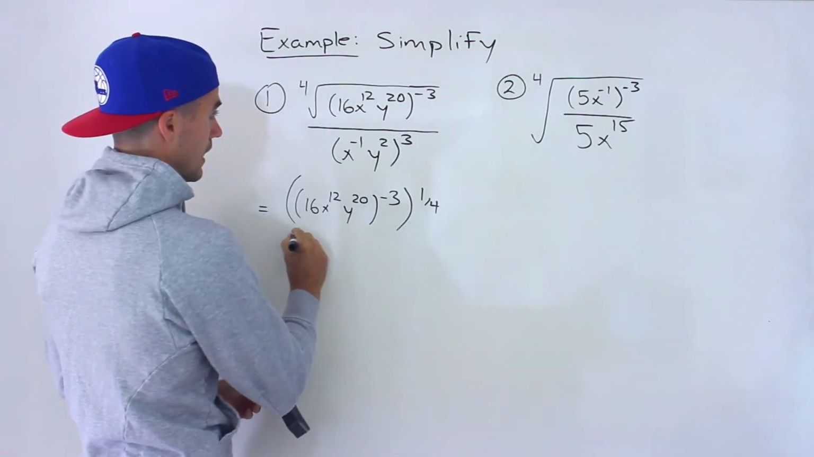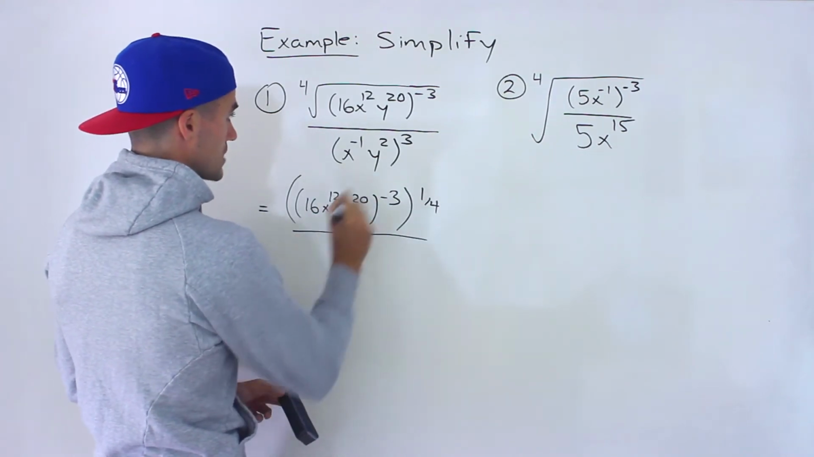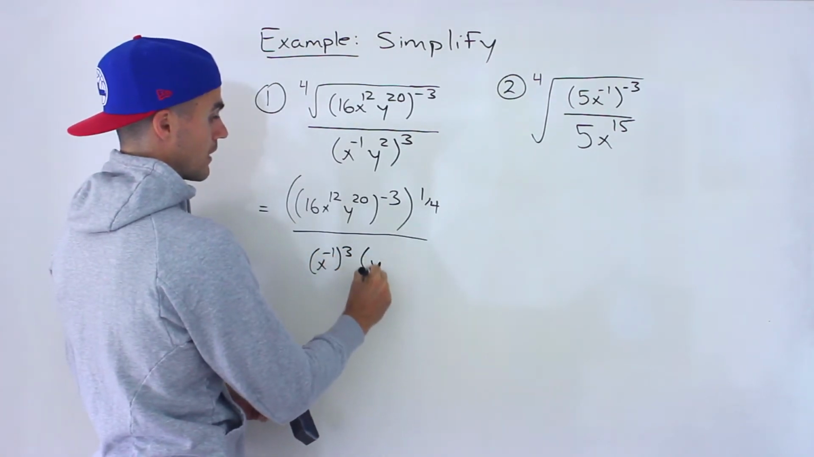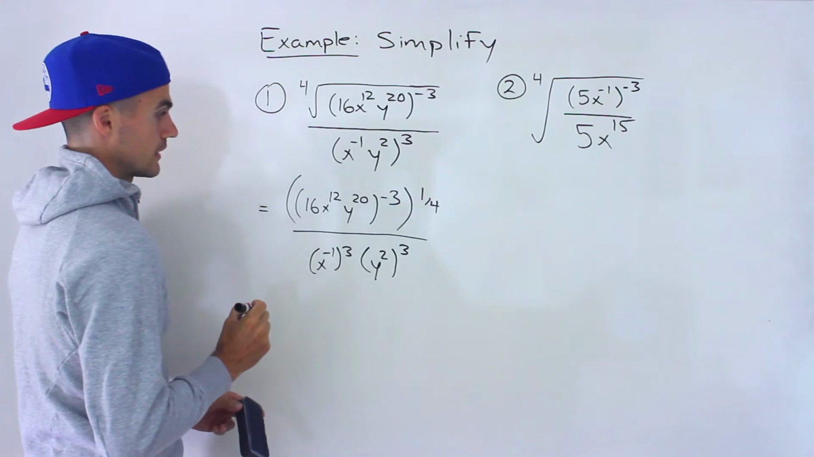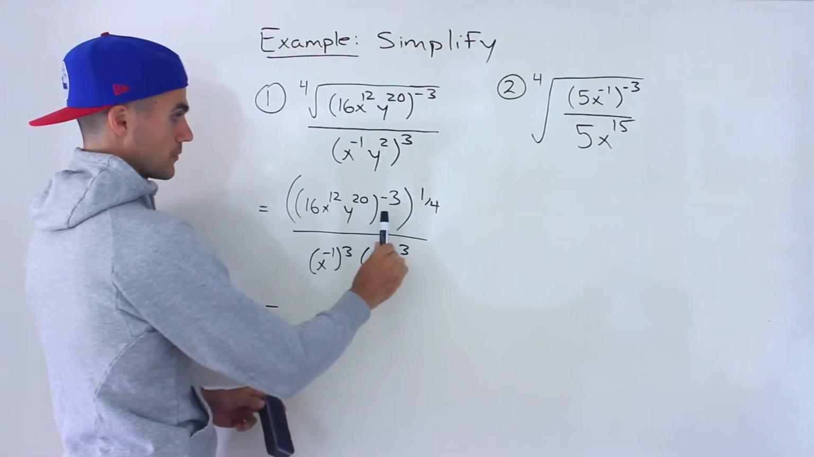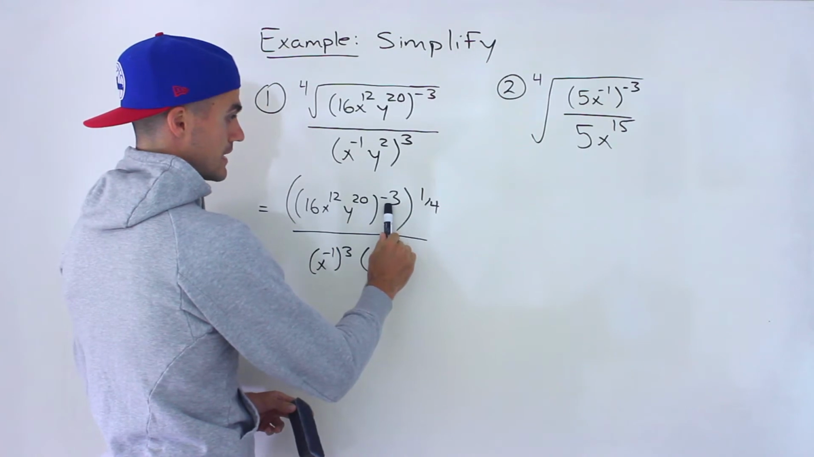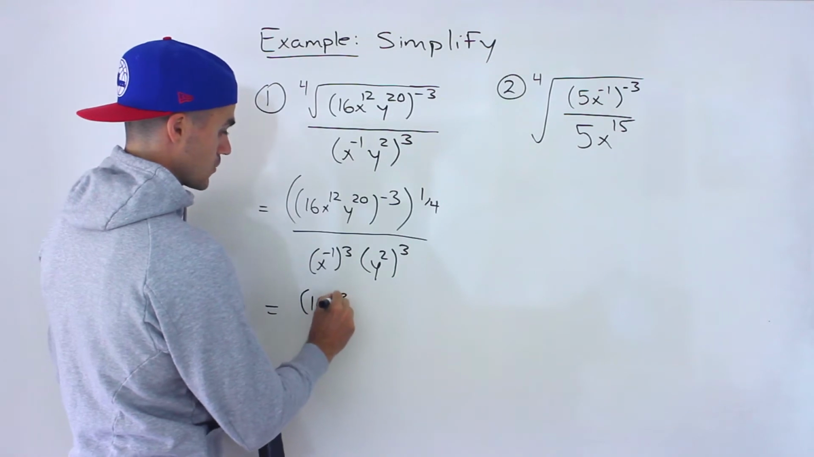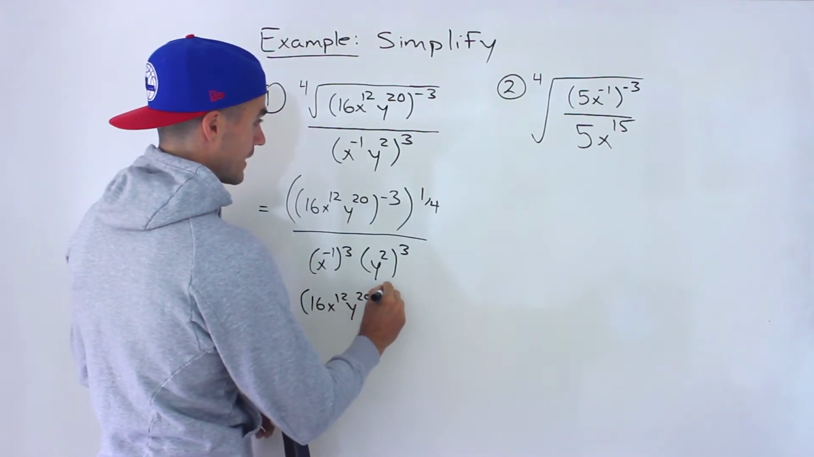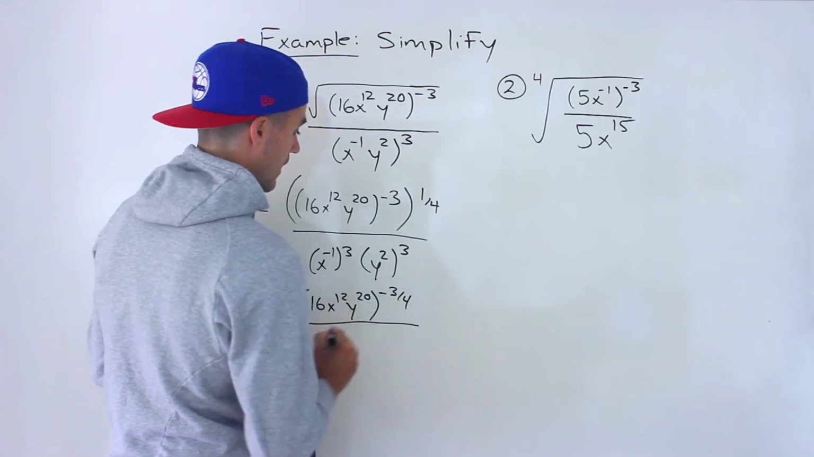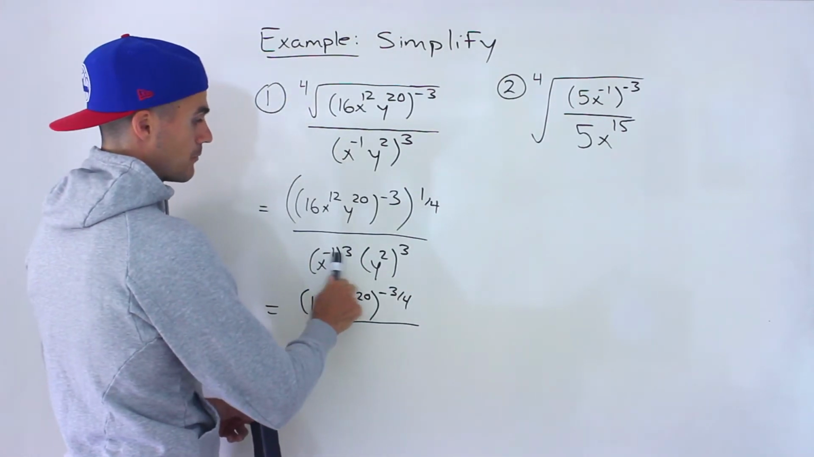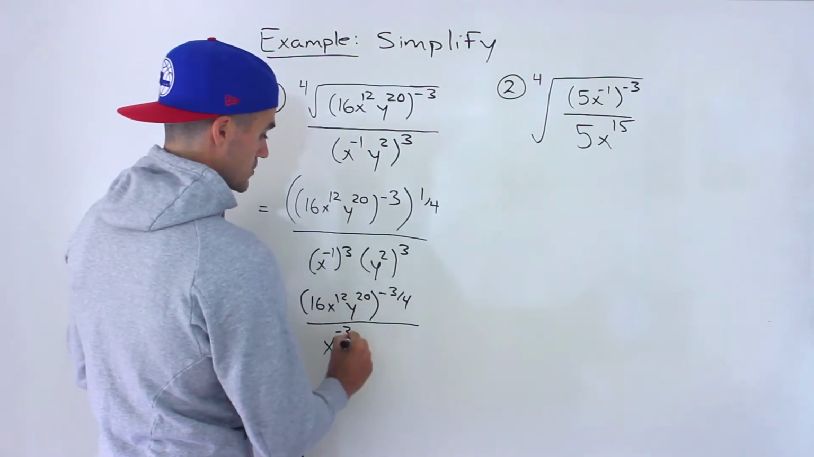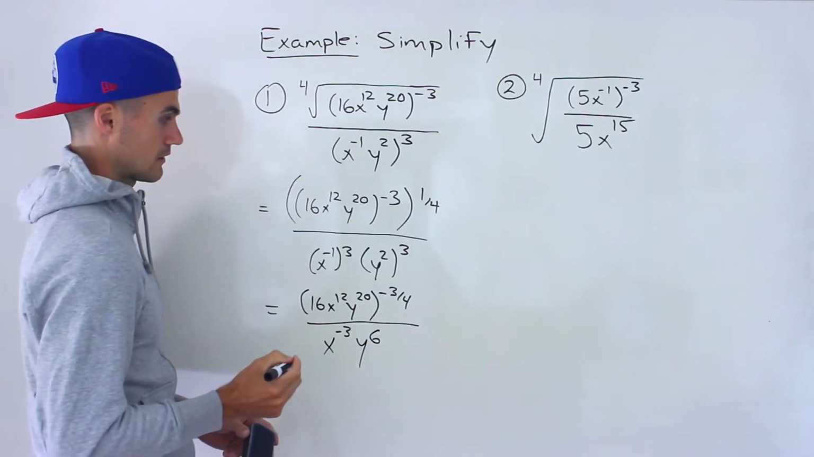Then over here, I'll take this 3 and distribute it to both of these terms, so this would be x to the power of 3, and then y to the 2 to the power of 3. With this numerator, the negative 3 and the 1 over 4, you can multiply those. So we end up with 16x to the 12 y to the 20 to the power of negative 3 over 4. And over here, we simplify by multiplying these exponents: negative 1 times 3 gives us negative 3, and 2 times 3 gives us 6.